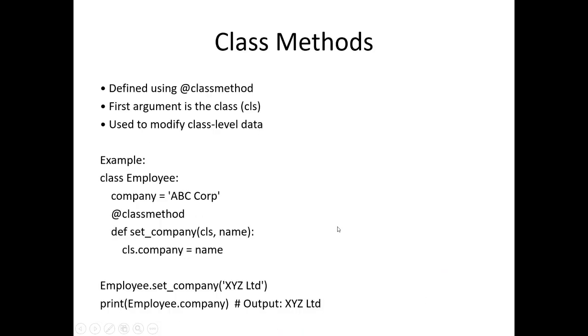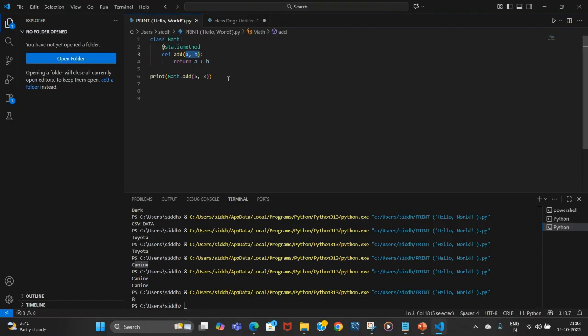Let's see the next slide. It's class methods. Class methods are a bit different. They work with the class itself rather than individual objects. The first argument is always cls. Okay, so we'll see how it works. You can use them to modify class level data or to create alternative constructors. For example, we might use a class method to set the company name for all employee objects. So we'll see this one as well. We'll run this.